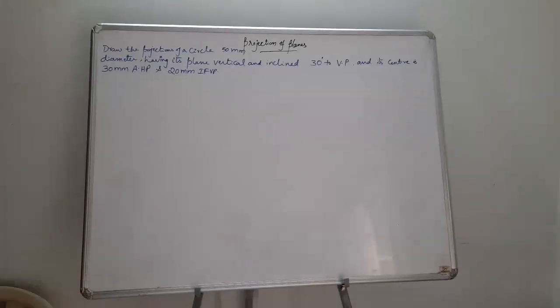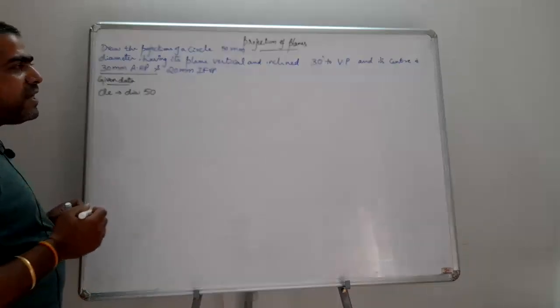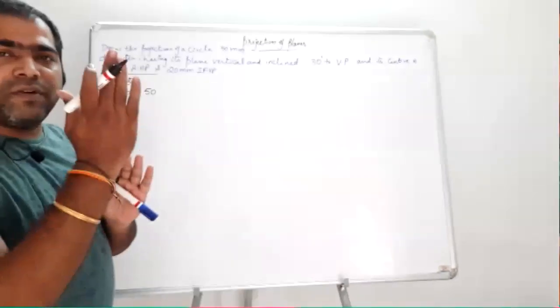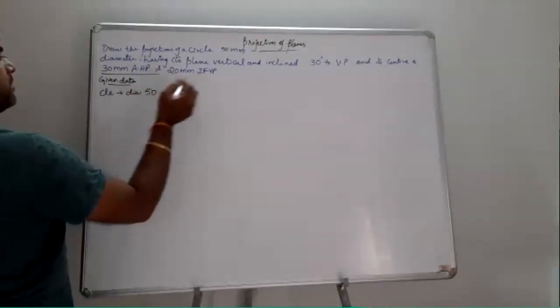Okay, now let us write the given data. Circle of diameter 50, having its plane vertical and inclined. So the plane is directly vertical. So that means it should be inclined to VP. Whenever the plane is vertical, then it should be inclined to VP. Okay. So the plane is vertical and the inclination is 30 degrees to VP.